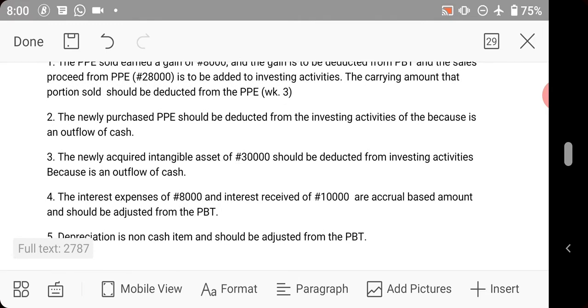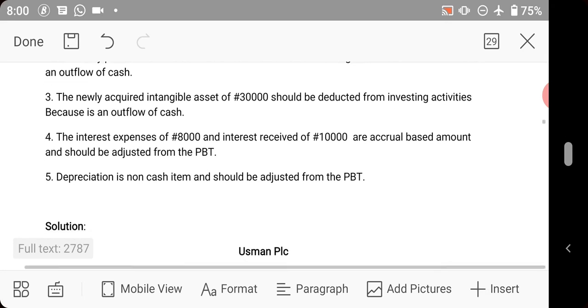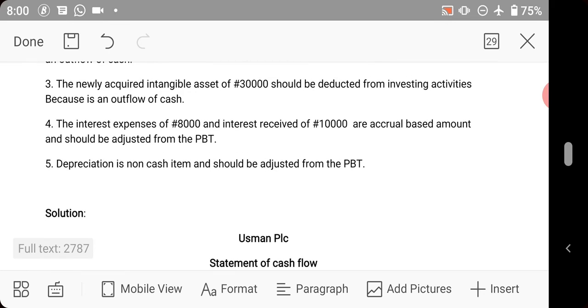The newly purchased PPE should be deducted from the investing activities of the company because it is an outflow of cash. The newly acquired intangible assets of 30 million should be deducted from investing activities.